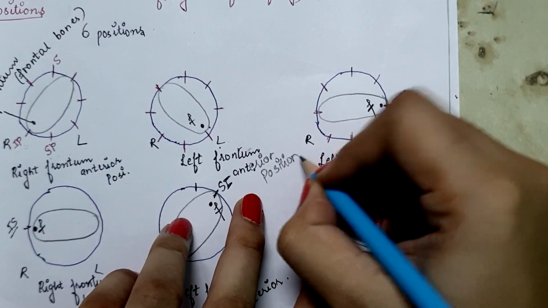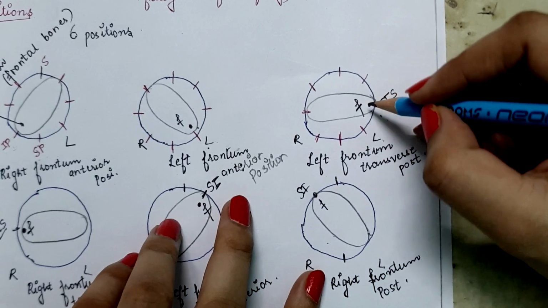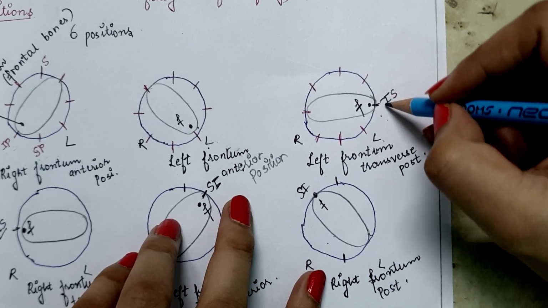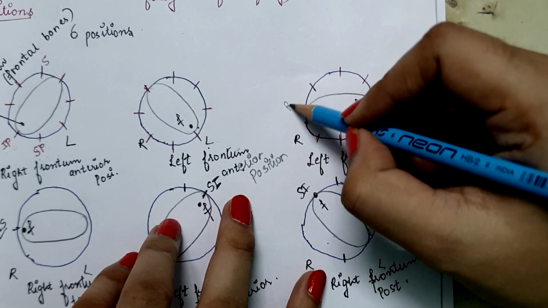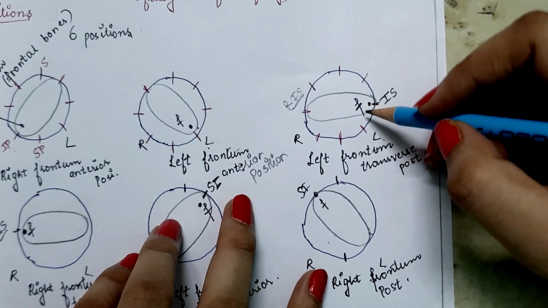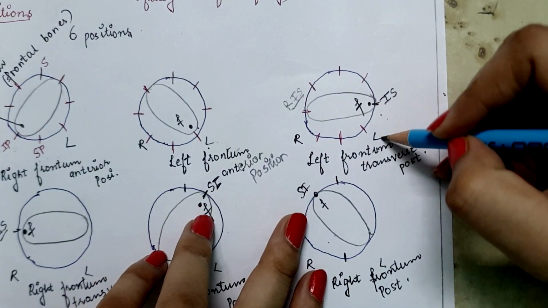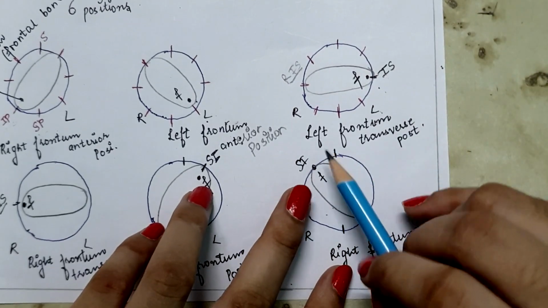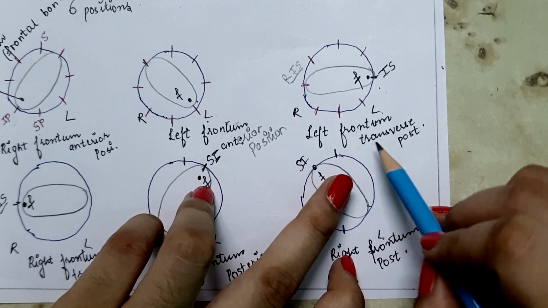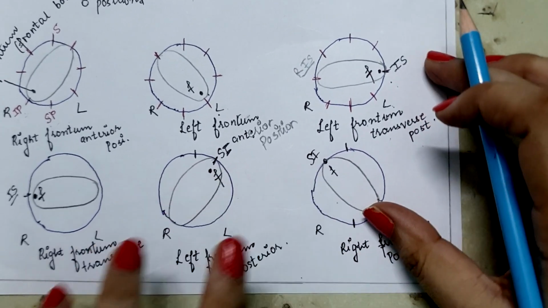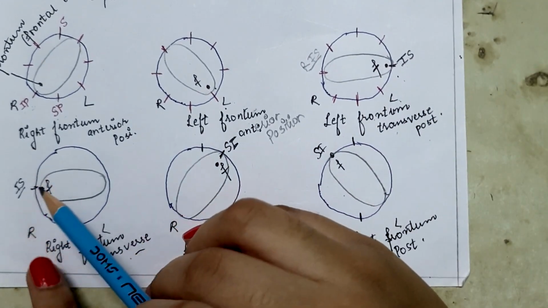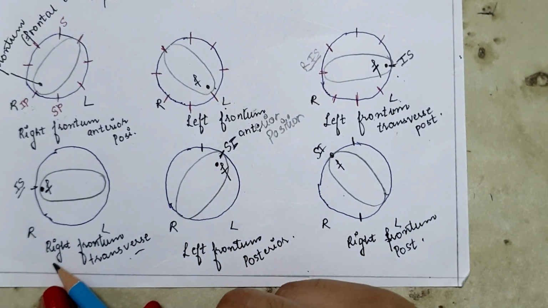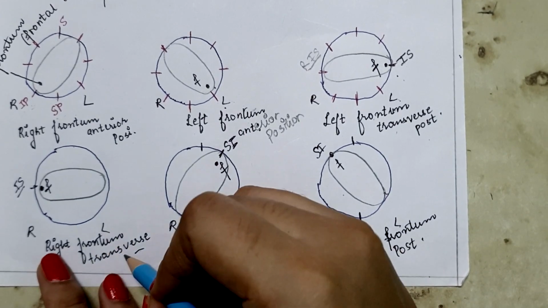Third one is, if the frontum lies in relation to the ischial spines, this is the left ischial spine, this is the right ischial spine. If the frontum or the frontal bone lies in relation to the left ischial spine, that is known as left frontum transverse position. And if the frontum lies in relation to the right ischial spine, that is known as right frontum transverse position.